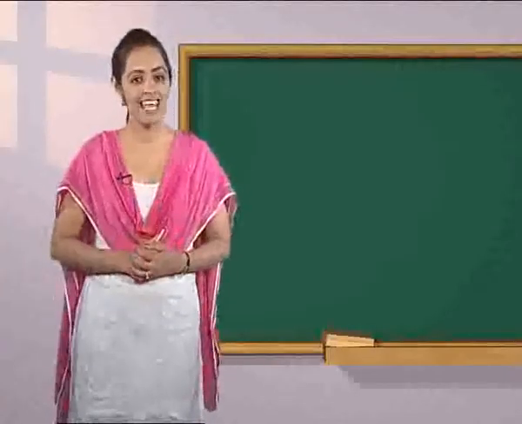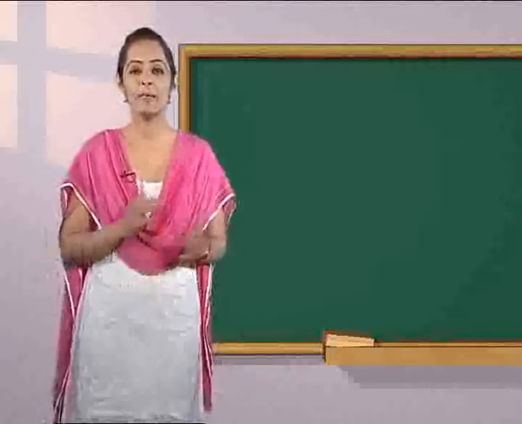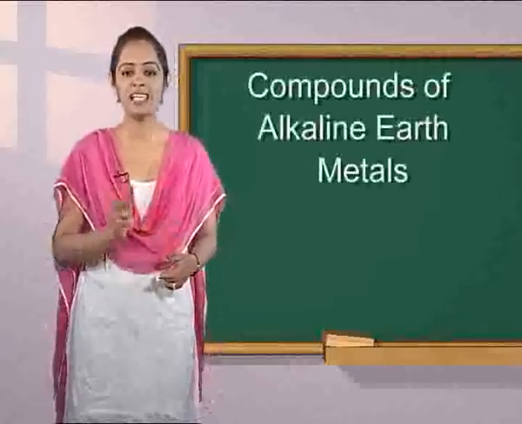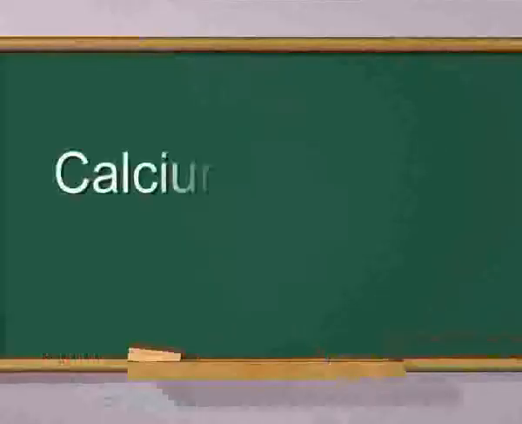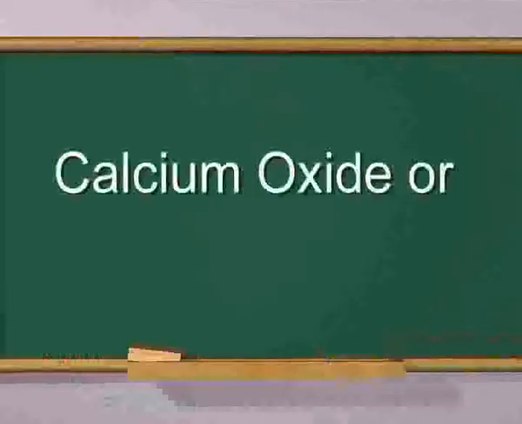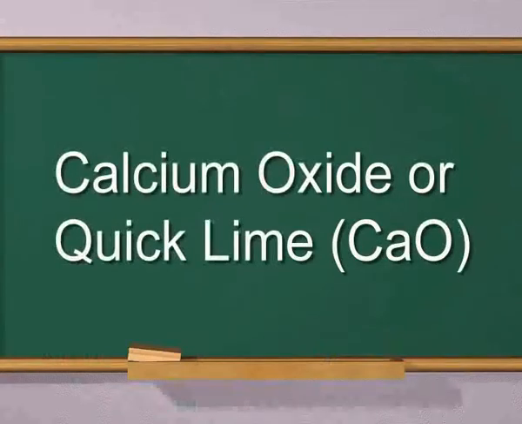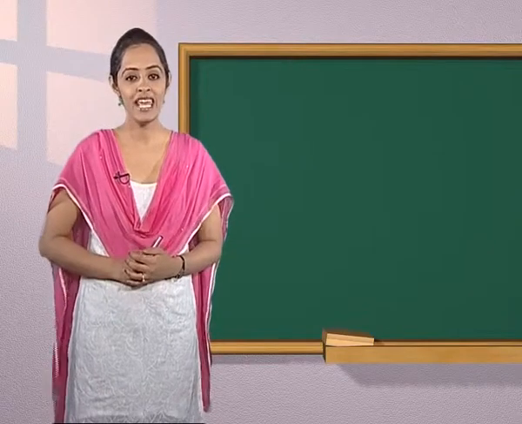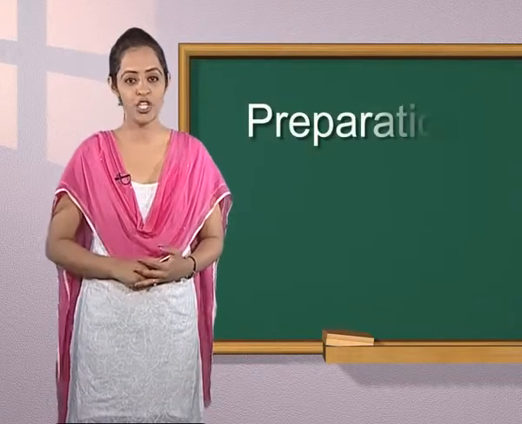Welcome to today's episode on compounds of alkaline earth metals. Let us first learn about calcium oxide or quicklime, represented as CaO. We will begin with its preparation.